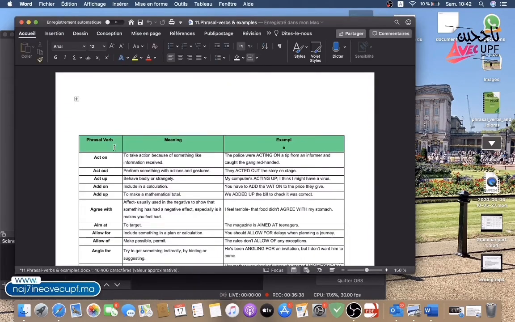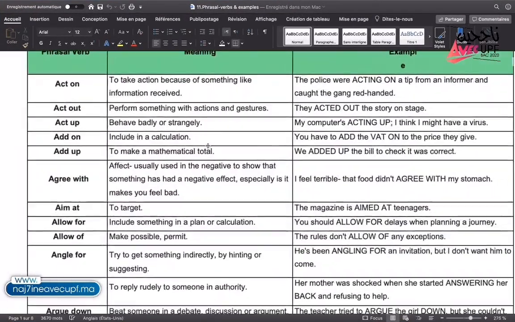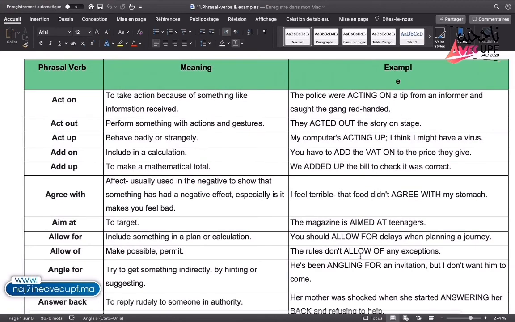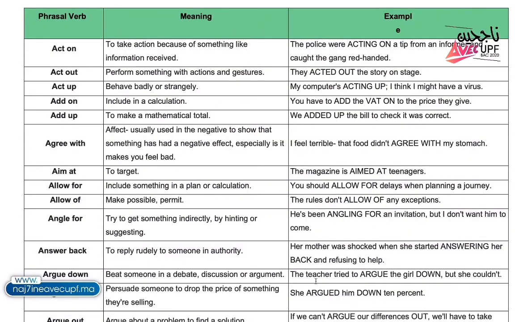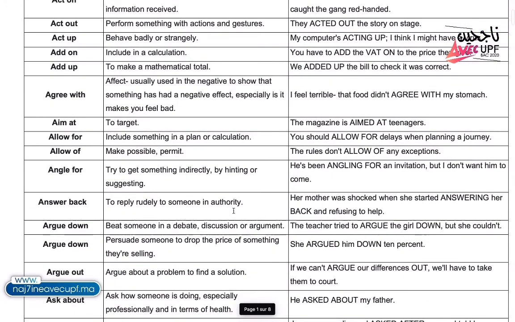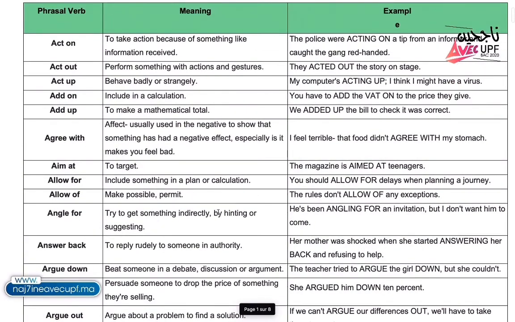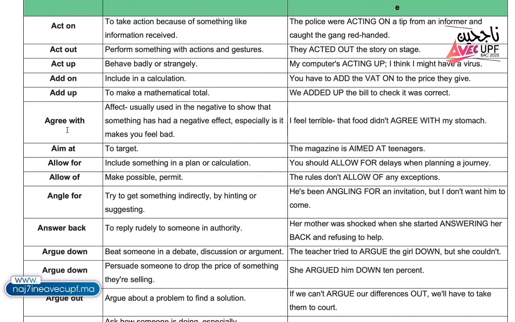Now we move to the phrasal verbs. Alors, phrasal verbs أنا حاولت نخليهم لكم هنايا في un document، تحاولوا تركزوا في les phrasal verbs اللي normalement خدمتوا عليهم في le cours. هنا ما شاء الله، مثلا قلت agree with، مثلا I feel terrible that I didn't agree with my stomach، يعني ما توافقتش, ça marche. Aim at, to target. The magazine is aimed at teenagers.